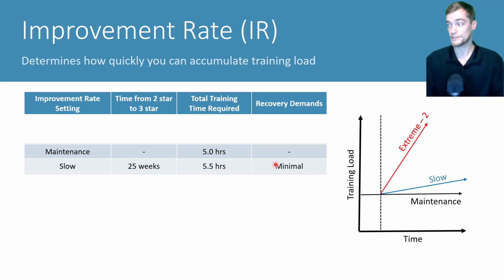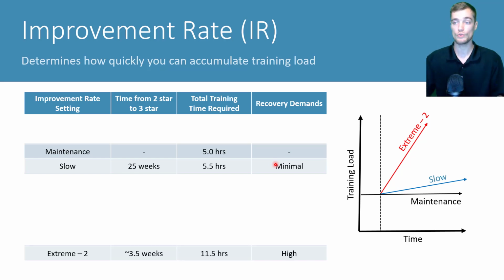If we compare this to, once again, the extreme improvement rate, if they can follow this improvement rate, they'll gain that 3rd star in less than a month, but it's going to require 11.5 hours of weekly training time. And they're also going to have a very high demand for recovery because they're pushing their body so far beyond its comfort zone.